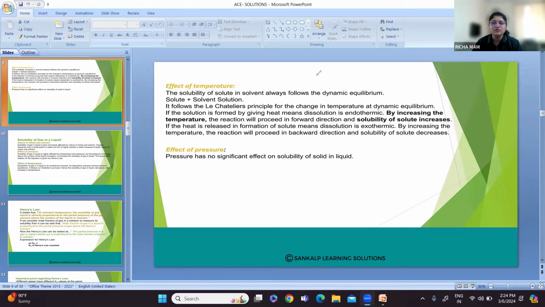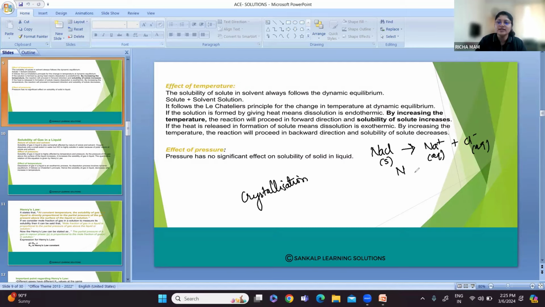Crystallization. See here, what do you mean by crystallization? I told you, right? Dissolution was what? When NaCl gives you Na+ and Cl- ions. So this is dissolution: your solid is getting ionized into Na+ and Cl- ions.